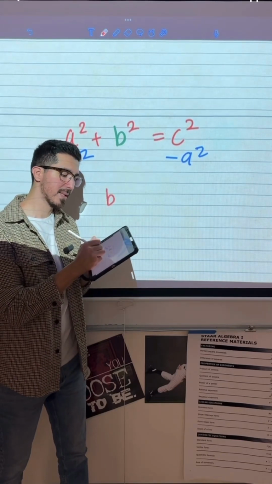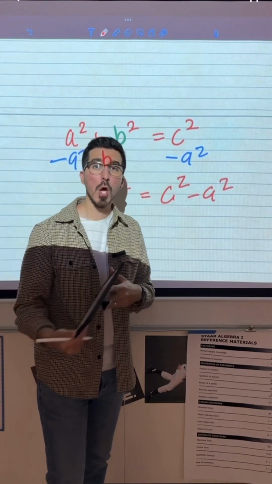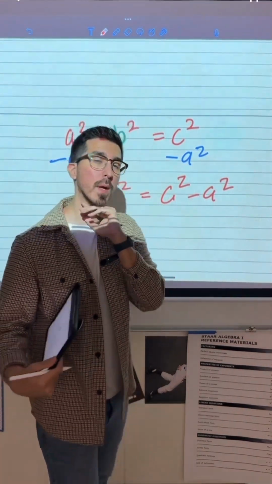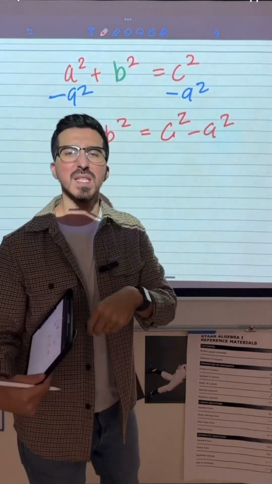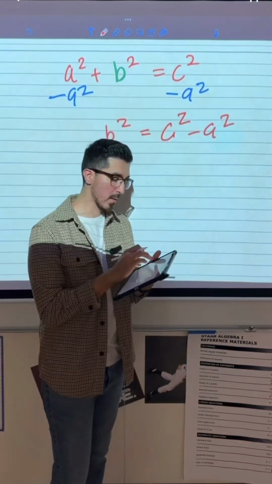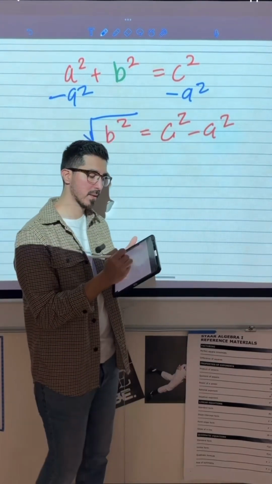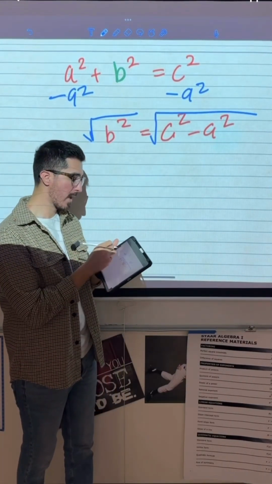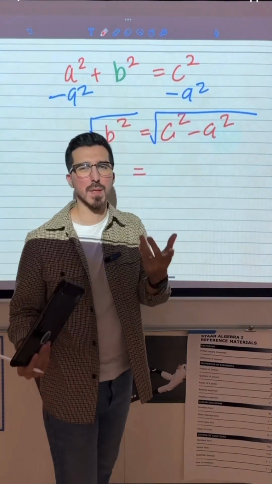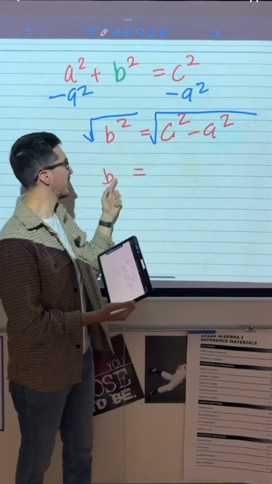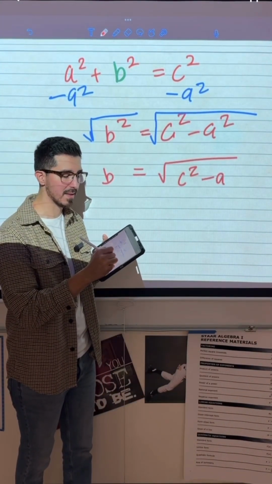So what do I have left? I have b squared is equal to c squared minus a squared. All right, but I want b, not b squared. So in order for me to cancel this out, I need to take the square root of both sides. What I do to one side, I have to do to the other side. Square root. Therefore, b is equal to, because these two cancel each other out, they actually become one. So you get b equals the square root of c squared minus a squared.